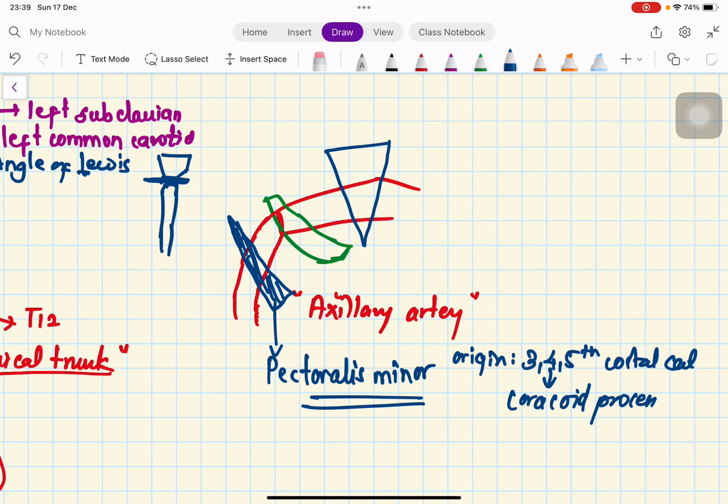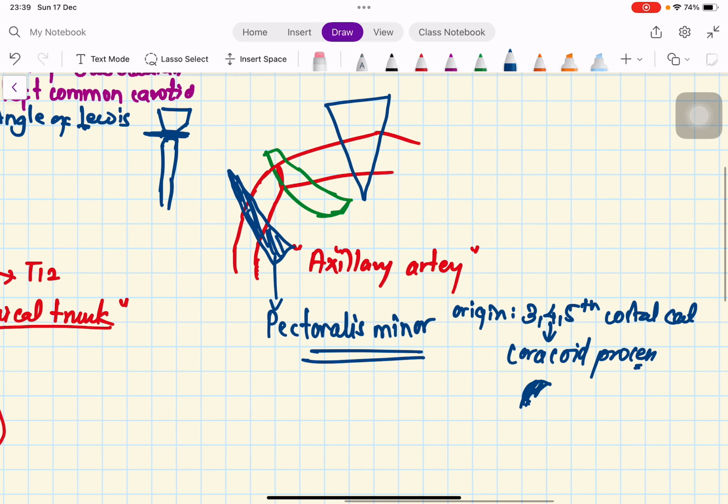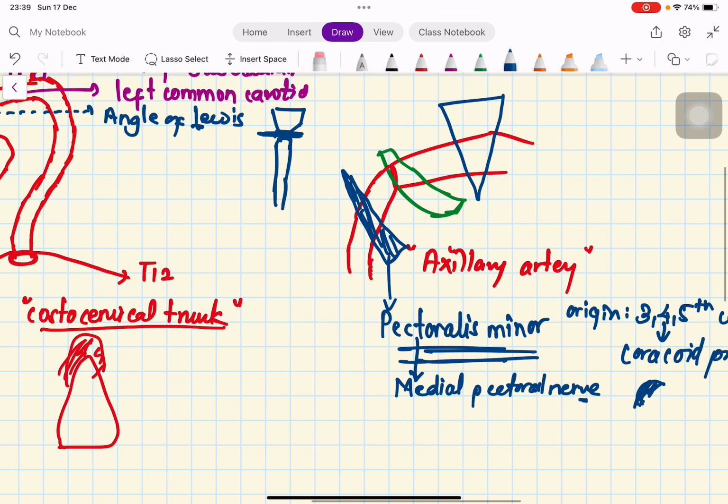What is this coracoid process? Coracoid process is something like the beak-like process we see in the upper border of the scapula. Okay, and it is supplied by the what? It is supplied by the medial pectoral nerve, and this pectoralis minor helps in the flexion of the arm. Okay, flexion, simple. Now let's talk more.